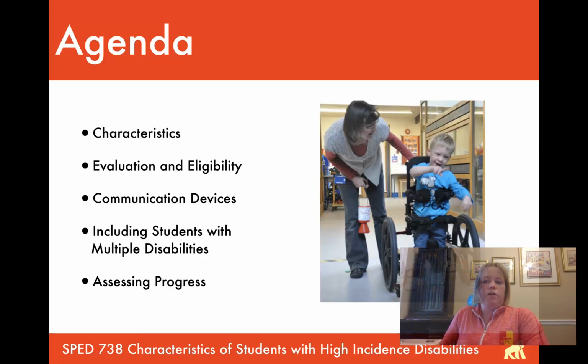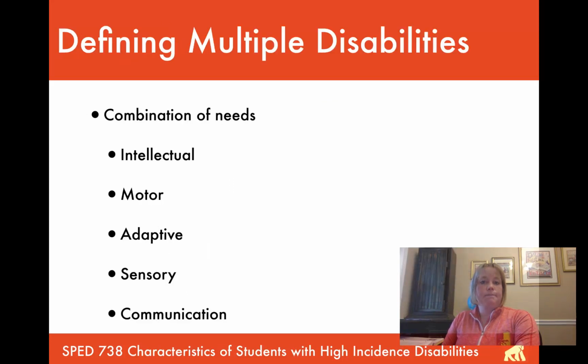So one of the things we want to look at, of course, because this course is all about characteristics, was really looking closely at the characteristics of students with multiple disabilities. Then I want to take a look at some of the evaluation eligibility factors and spend a little bit of time looking at communication devices. This is a typical type of assistive technology that students with multiple disabilities will use. Then we're looking at including students with multiple disabilities in the classroom and some things about assessing progress, some state assessment things that we look at when we're working with students with multiple disabilities.